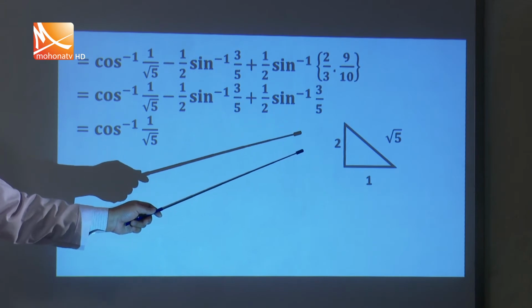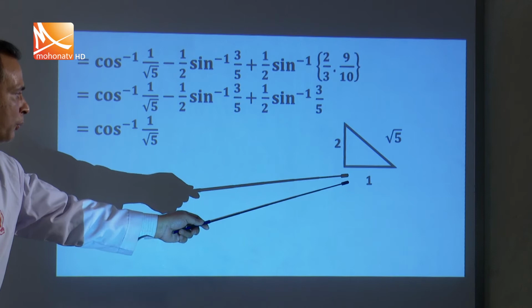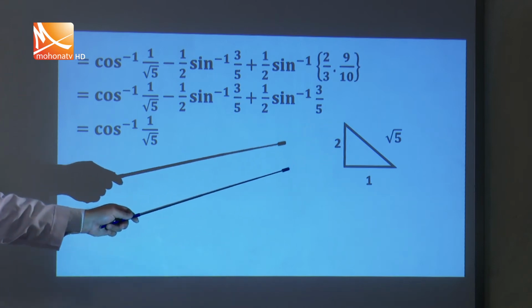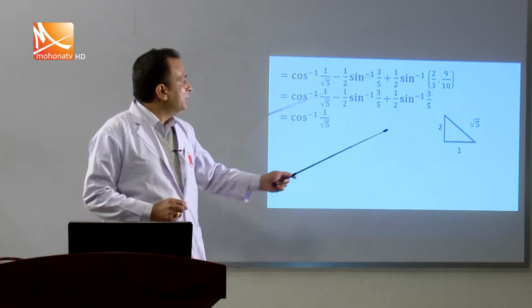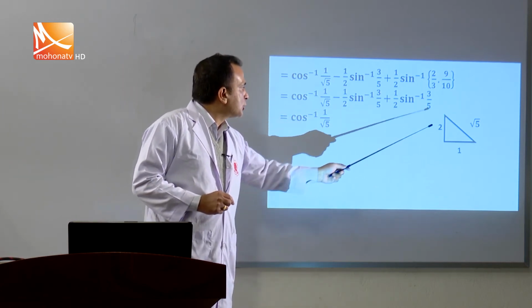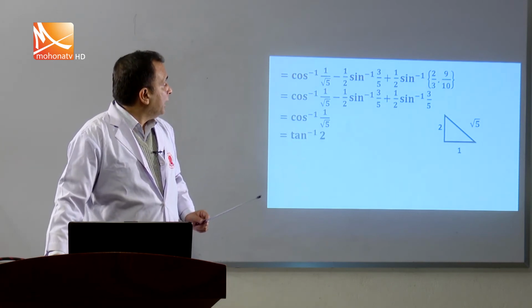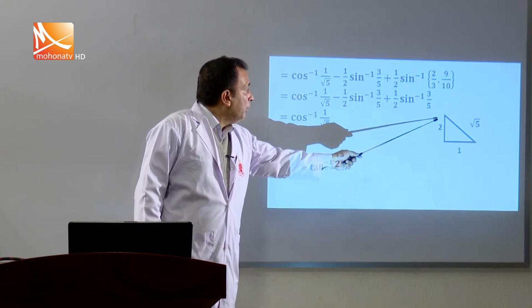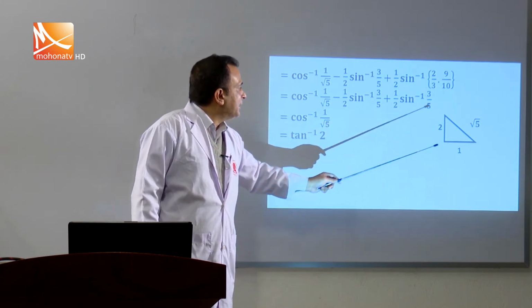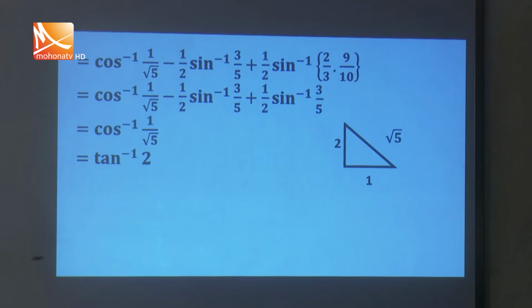If we square root 5, then we will get 5, and if we square 1, it will be 1. 5 minus 1 is 4. Square root of 4 is 2. So opposite is 2. Now you just see that, tan, what is the value of tan? Tan theta equals opposite by adjacent, that is 2 by 1. 2 by 1 means 2. So theta equals tan inverse 2. That's why tan inverse 2.